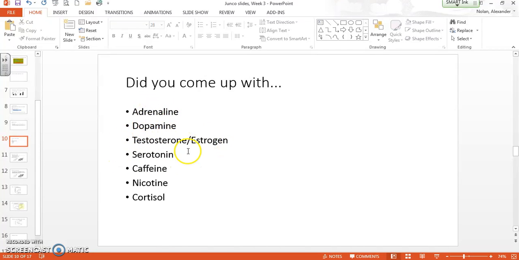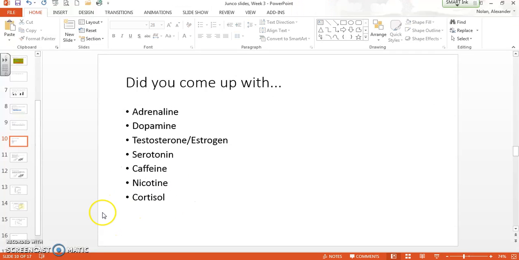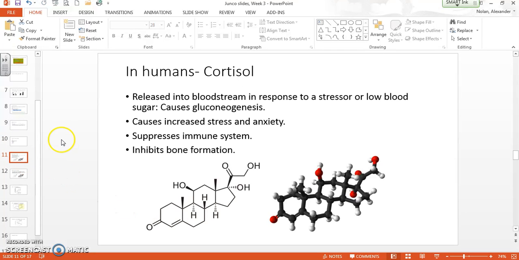Serotonin, which is another sort of happy chemical. Some people even mentioned caffeine and nicotine, drugs that, if you get them into your body, can affect how you feel. The one that we're interested in is called cortisol. I didn't expect you to bring up that term, but this is actually a chemical in humans that affects your level of anxiety. So in humans, it's called cortisol.